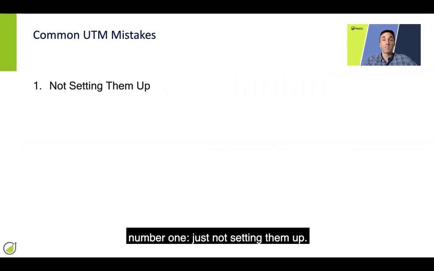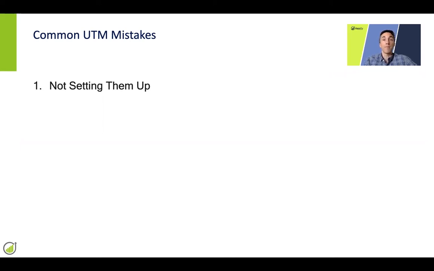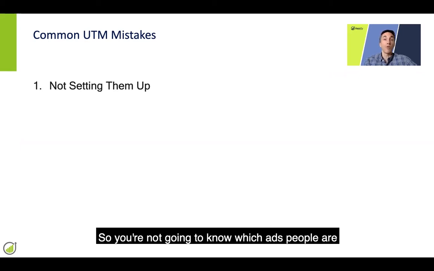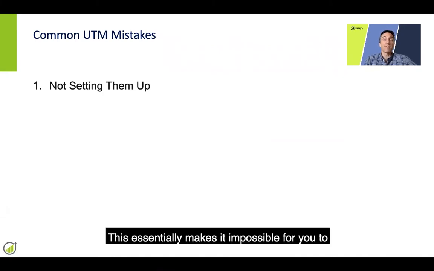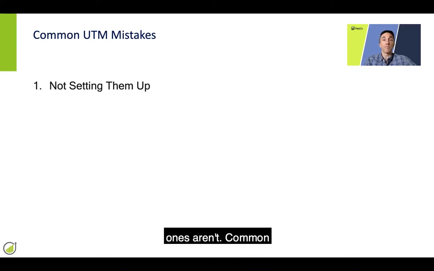Mistake number 1, just not setting them up. UTM parameters can be time-consuming to set up. It can be hard to track them and be consistent. But not setting them up means that you really can't measure marketing efficiency accurately. So you're not going to know which ads people are clicking through when they come to your site. This essentially makes it impossible for you to know which ads are performing well and which ones aren't.